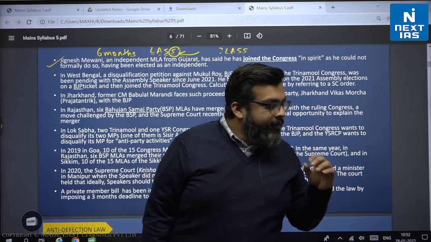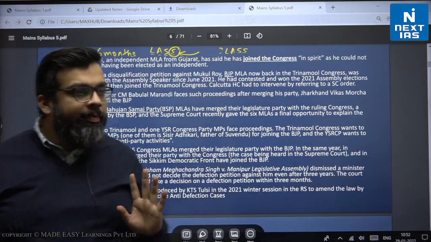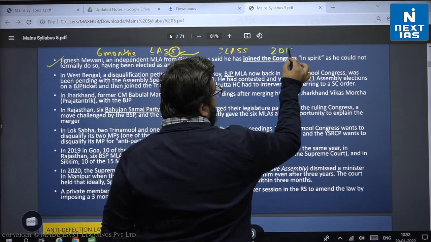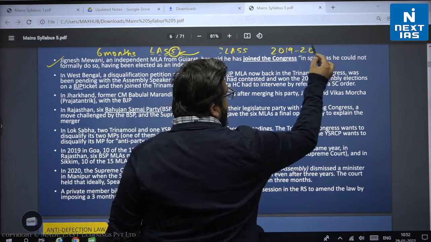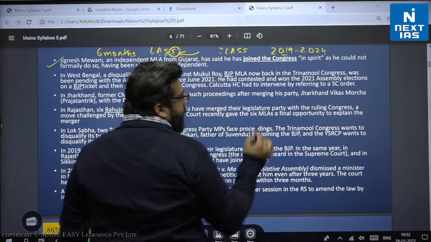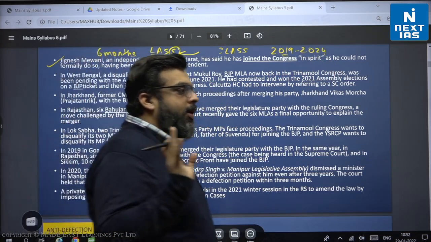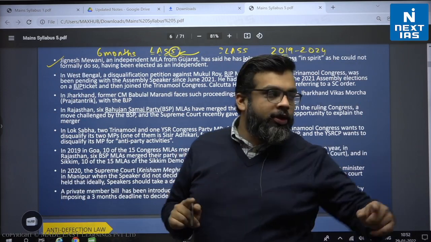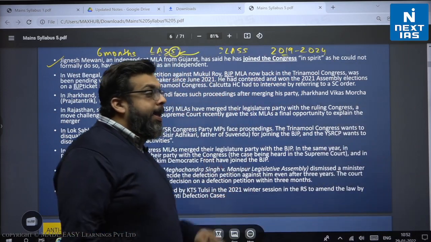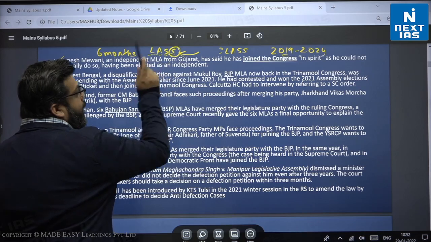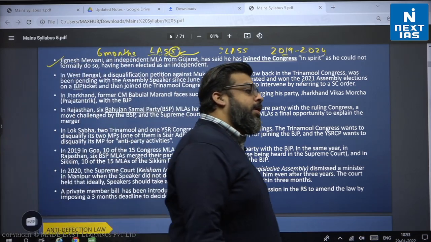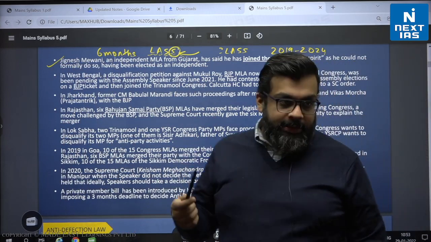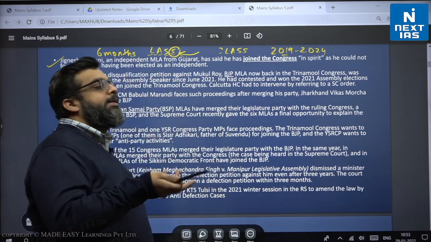For example, we are currently in the 17th Lok Sabha. The 17th Lok Sabha is from 2019 to 2024 and this started in the month of July. So in the first 6 months of the 17th Lok Sabha, nominated MPs can join any political party. Why? Because you have not been chosen for your political affiliation. You have been ideologically chosen for your expertise, for your greatness in your field.